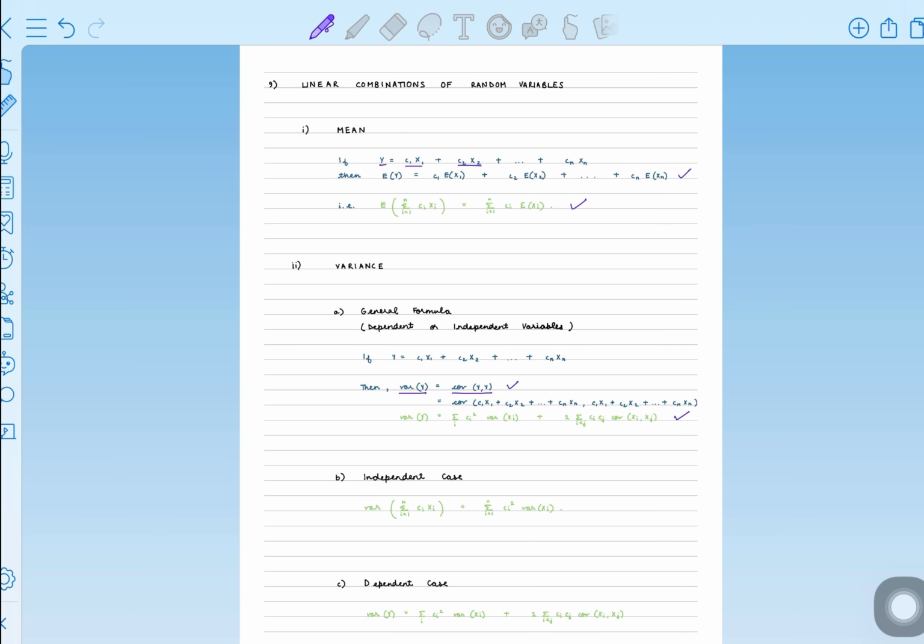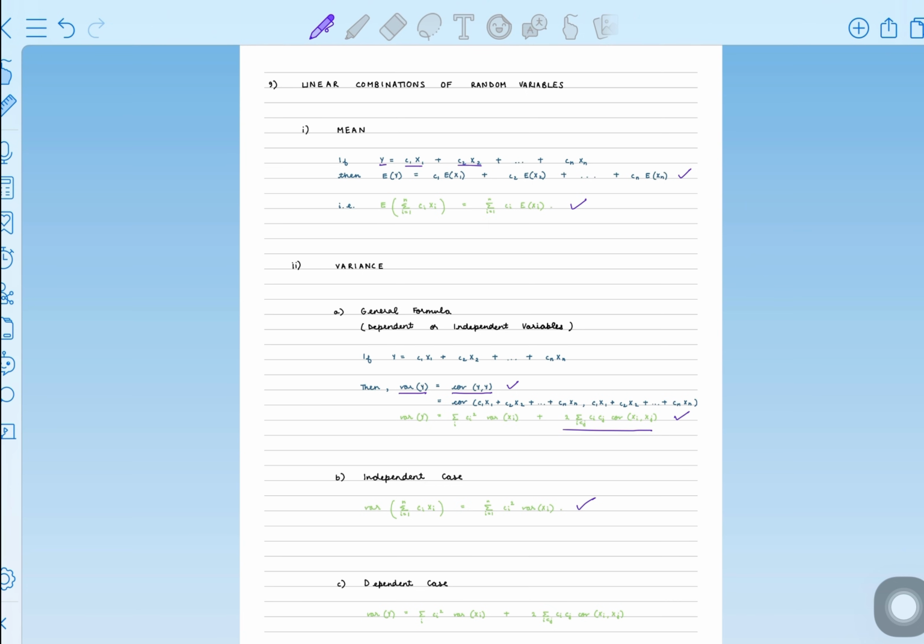Now suppose these variables are independent. Then naturally the covariance will be 0. Then this time the variance we obtain will simply be the same as the general case, except the covariance term right here will not be there.